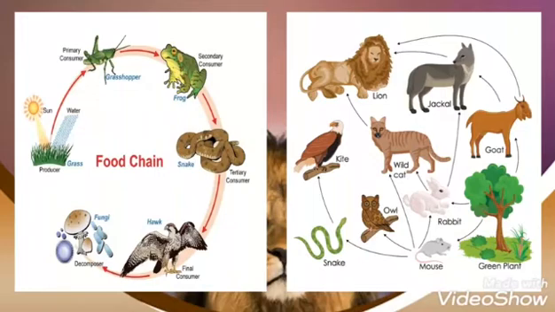Another food chain could be the green plant is eaten by the goat, the primary consumer. The goat is eaten by the jackal, the secondary consumer. And the jackal is eaten by the lion, the tertiary consumer.